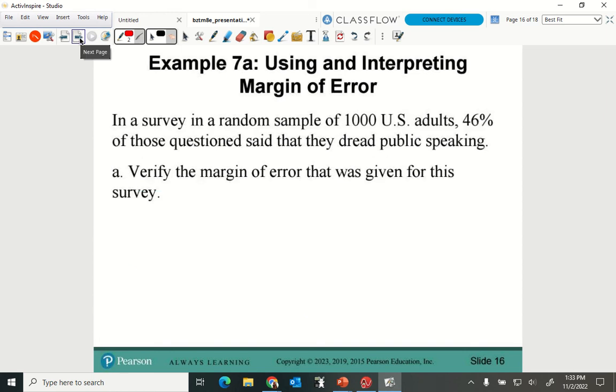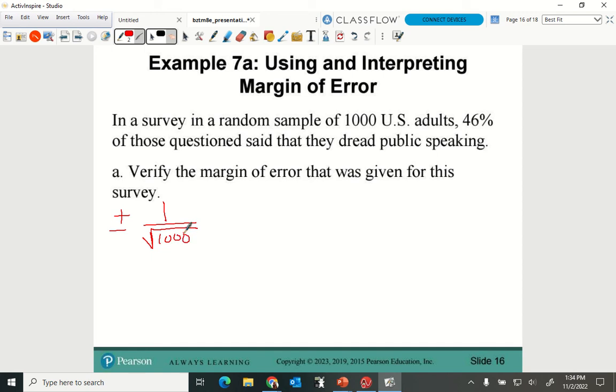In a survey with a random sample of 1,000 U.S. adults, 46% of those questioned said they dread public speaking. Verify the margin of error that was given for this survey. Now, first, the margin of error is what we have to calculate, and we're going to talk about upper and lower bound with that. Plus or minus 1 over the square root of, what's my n value? 1,000.